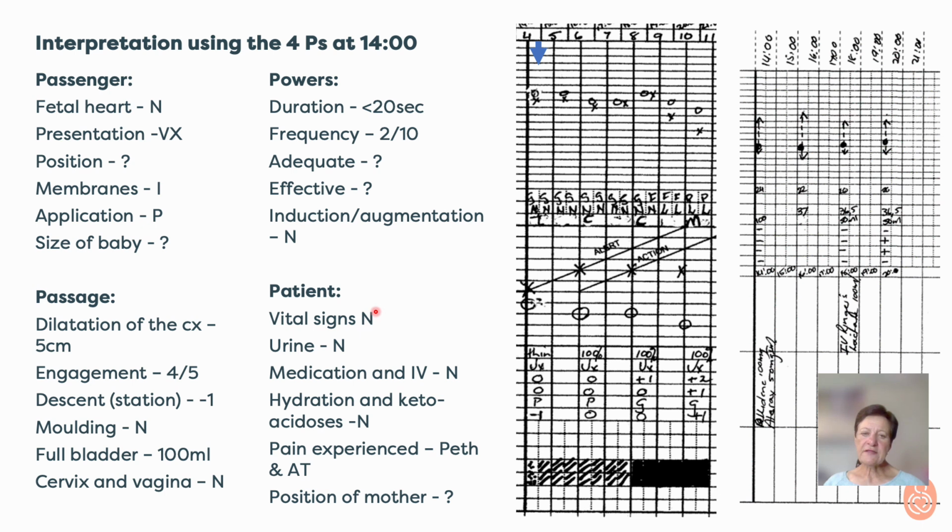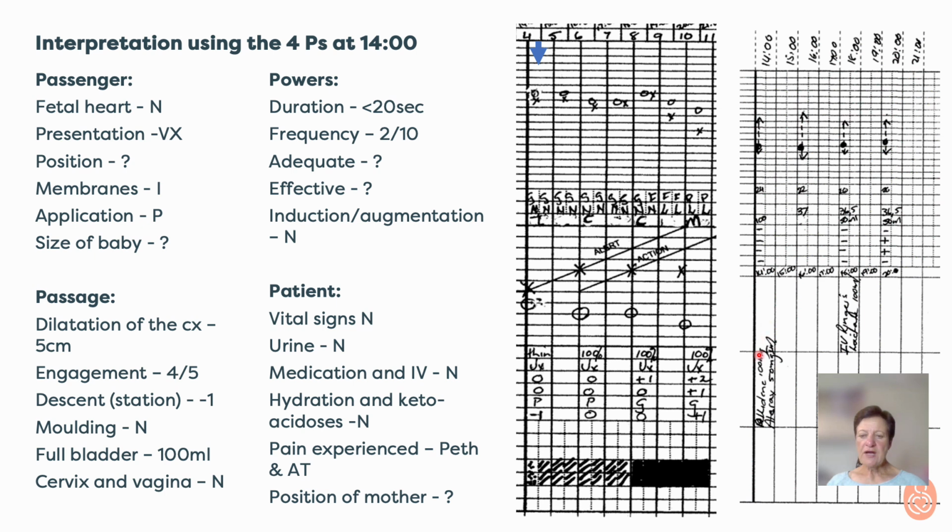We see that the vital signs are normal. The urine, there's nothing abnormal in the urine here. There's no ketoacidosis. Even though the contractions are between 20 and 40 seconds long, and only two contractions in 10 minutes, it seems as if the patient struggled to cope with the contractions. So they've decided to give her 100 milligrams of pethidine and Atarax.